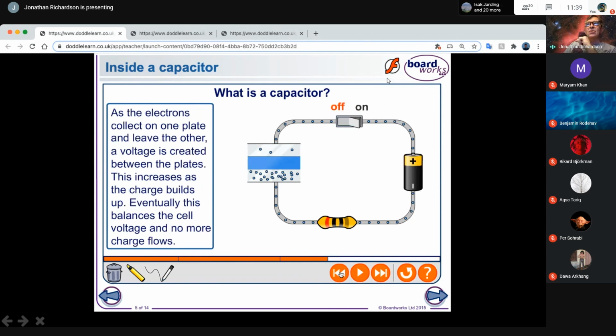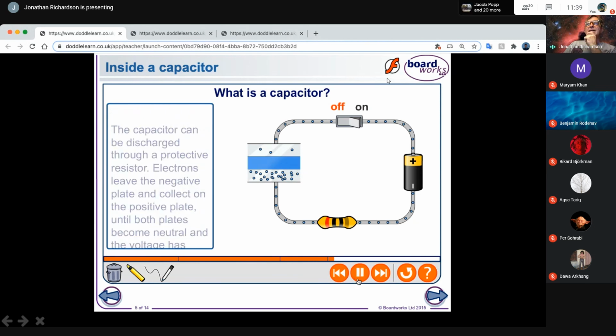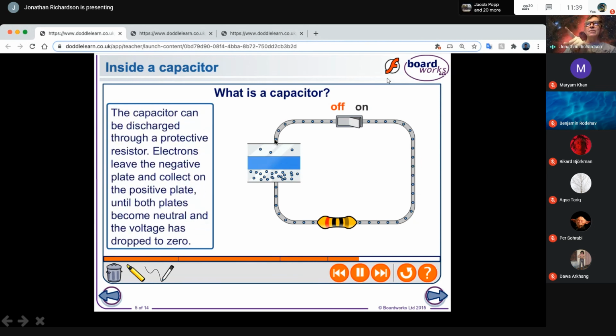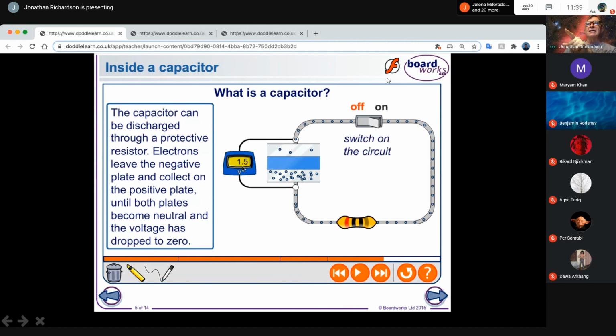Let's go back and look at that again. So if I now connect my voltmeter across the plates, I see there is a voltage of 1.5 volts, very much the same as the voltage that was on the battery. Turn on the circuit, the electrons travel around the circuit and they're deposited on the positive plate. Now we have no voltage across this capacitor.